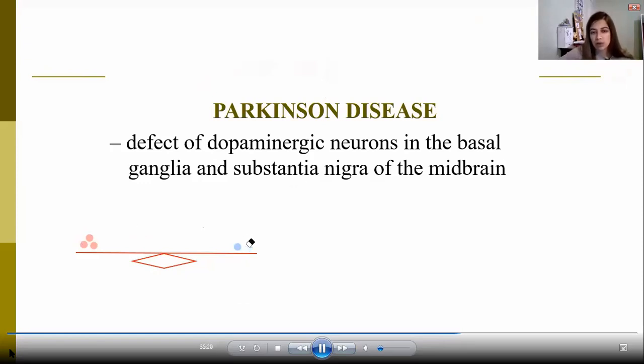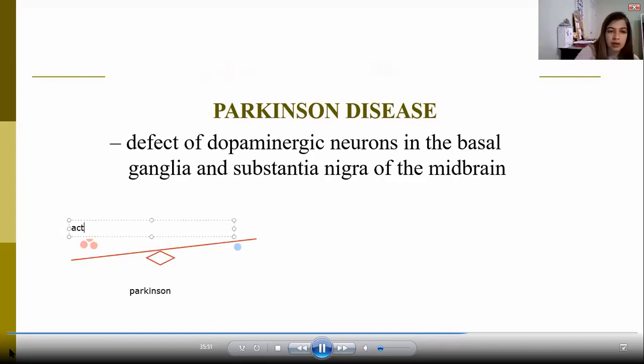But what happens when we have fewer inhibiting neurotransmitters? You see, now you don't have the balance, and our situation becomes like that. We have a lot of heavy activating neurotransmitters and not enough inhibiting neurotransmitters. That's why we have Parkinson disease. A lot of activation, that's why tremor, that's why rigidity, that's why high muscle tone, and so on.